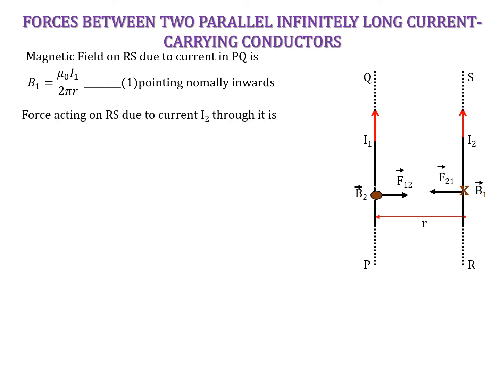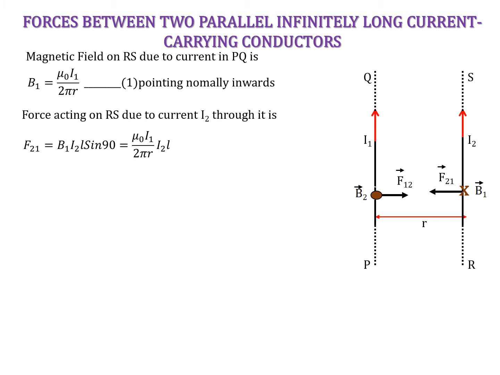Force on the second conductor due to current I2 through it will be given by, we know force is I L cross B, or we can write it as B1 I2 L sine 90, because the angle between current and magnetic field is 90 degrees. So the force will be B1 I2 L sine 90. We have to take magnetic field B1. B1 is acting on RS. Current flowing through RS is I2. So I B L sine theta. We know sine 90 is 1.